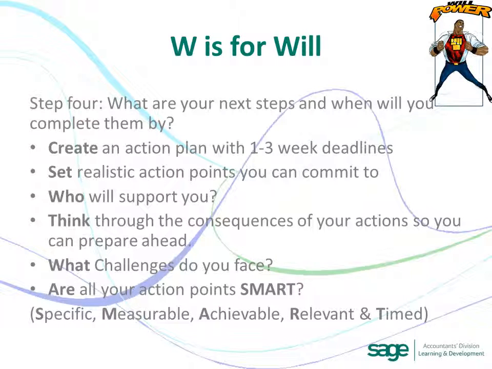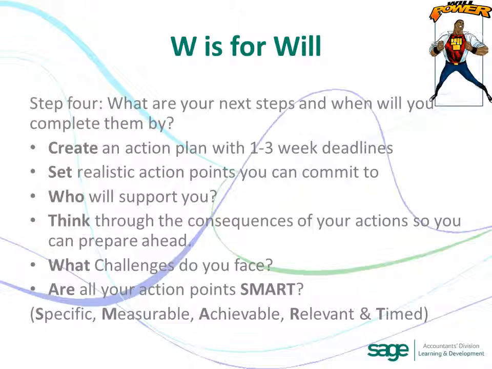The next stage then is step 4, W for will. In this case, he needs to decide how he's going to meet these challenges he's created for himself. So he's going to create an action plan with short deadlines that he needs to achieve. He's going to set realistic action points that he can commit to. So he doesn't want to set anything that is just pie in the sky. It needs to be something he can realistically commit to.